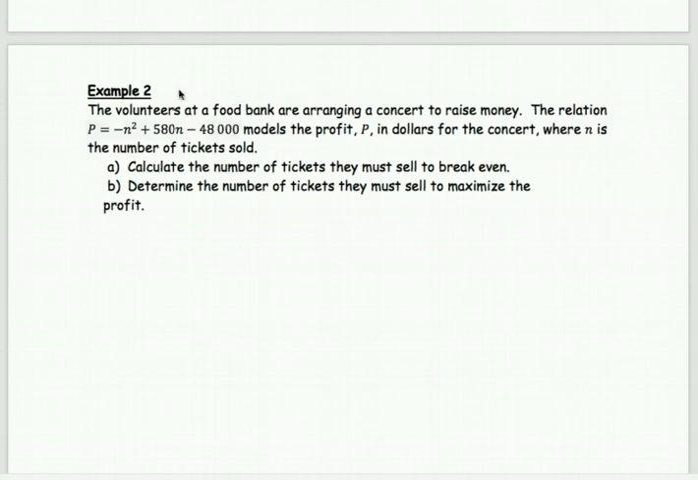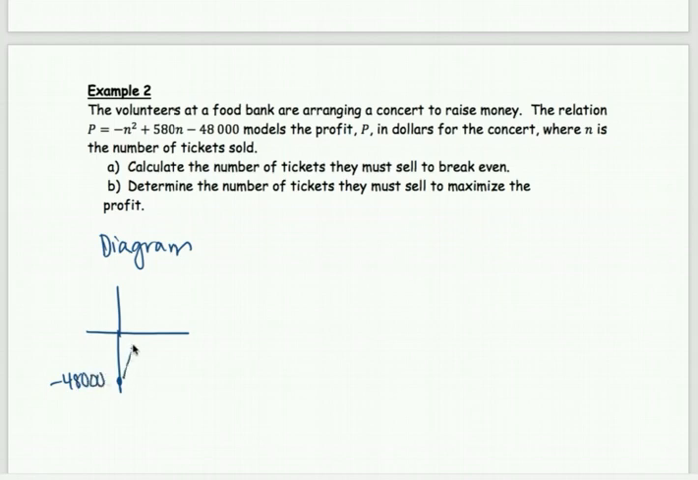So this equation here represents the profit versus the number of tickets sold. So again, we can make a diagram here. It's a quadratic because it's squared. And then see how the profit here is negative, so make it negative here.